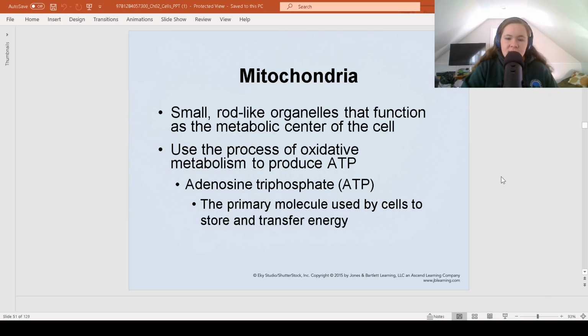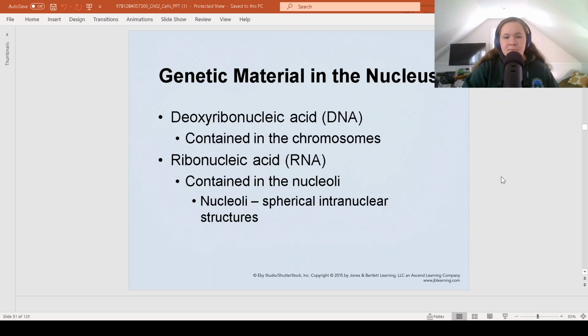Mitochondria, we all love this, are small rod-like organelles that function as the metabolic center of the cell. They use the process of oxidative metabolism to produce ATP, and ATP is adenosine triphosphate. I know that word for sure. It is the primary molecule used by the cells to store and transfer energy.